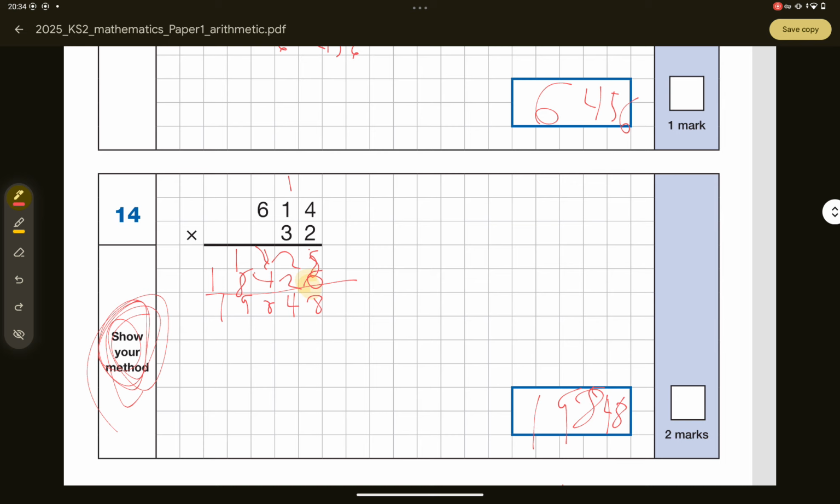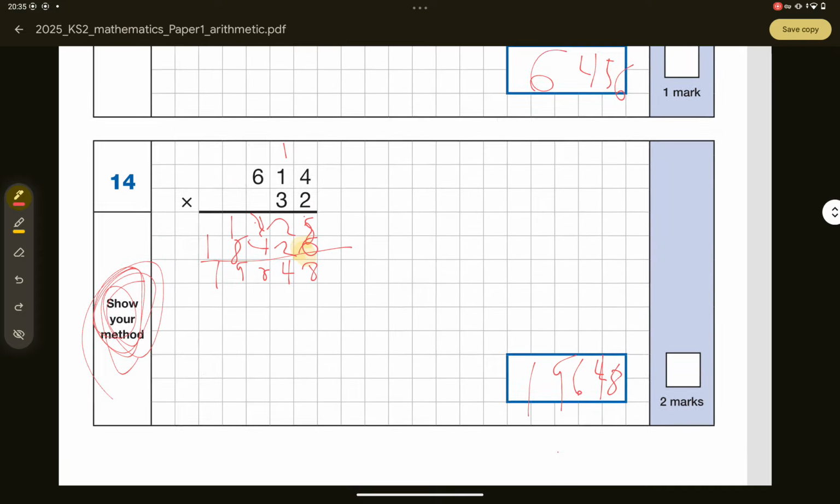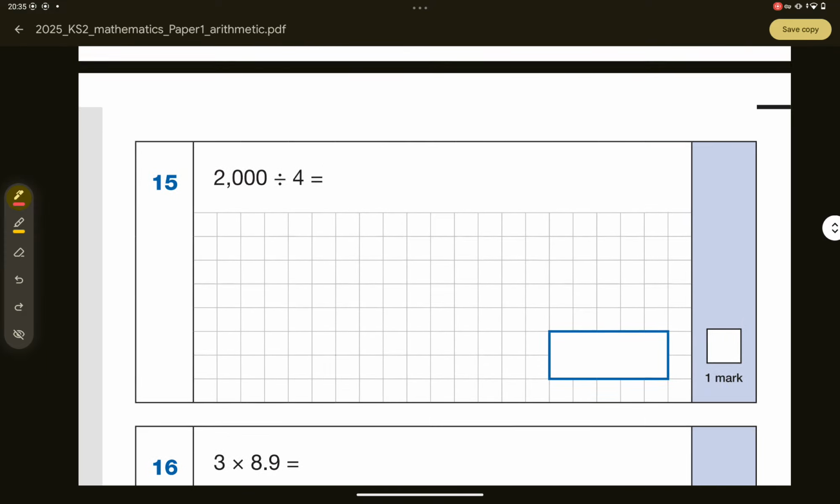So the government did release the answers though. Wait, no, that's supposed to be a 2. I just checked. So that should be 6. This is what happens when you have bad handwriting, guys. You make such silly mistakes.